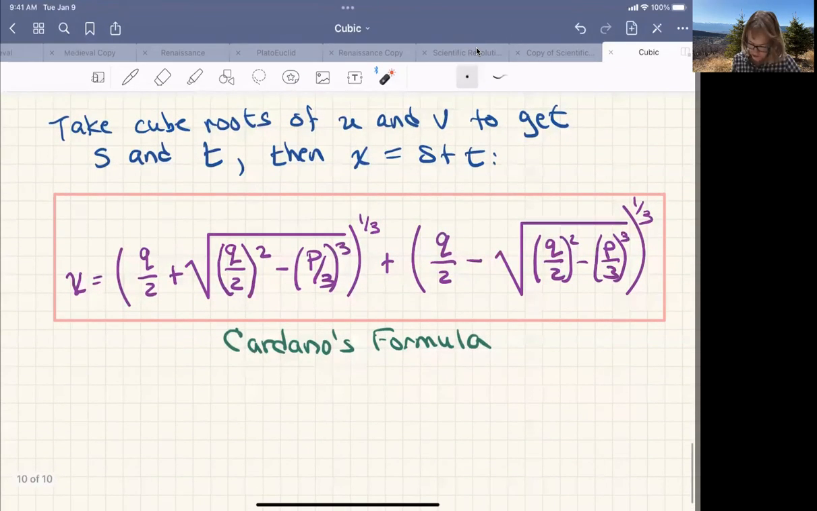And then that gives us this formula that x is equal to the cube root of the first number plus the cube root of the second number. So cube root of q over 2 plus square root of q over 2 squared minus p over 3 cubed plus the cube root of q over 2 minus the square root of q over 2 squared minus p over 3 cubed. And this is known as Cardano's formula for solving cubic equations.